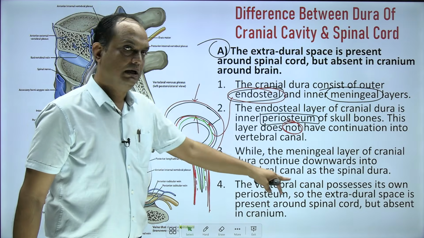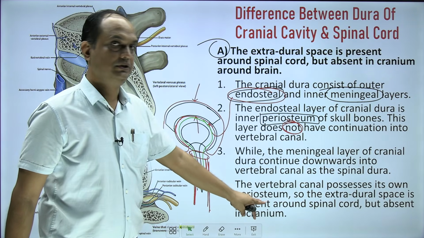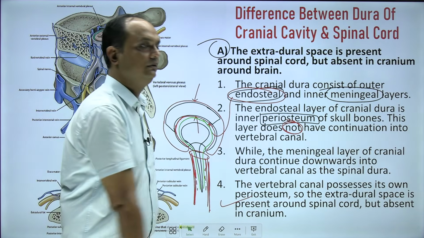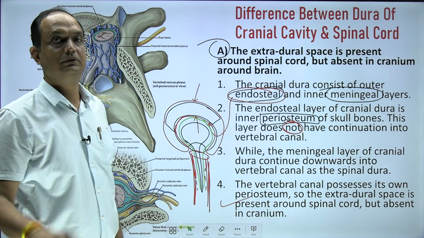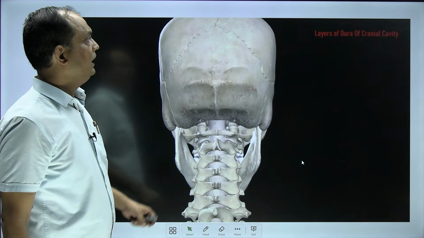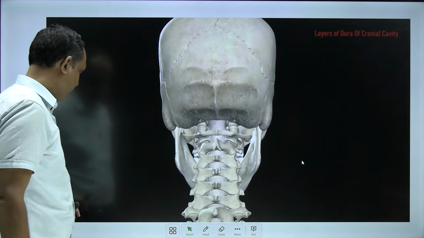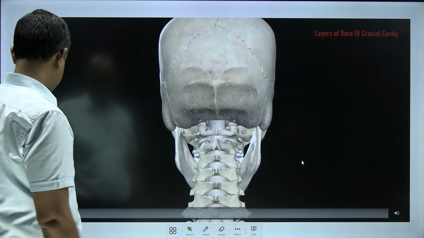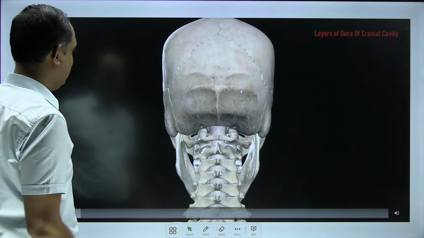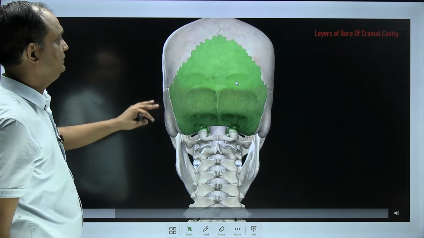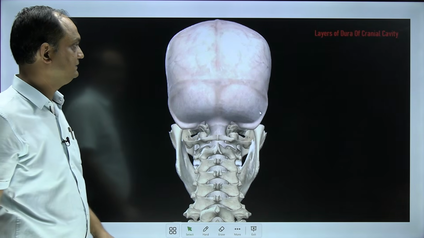The vertebral canal possesses its own periosteum, so the extradural space is a feature of the spinal cord which is absent around the brain or inside the cranium. Clear? Now, in this video clip, if you see the layers of the dura, you will find that this is the posterior part of your skull. So we just remove this posterior part of the skull and the bones.